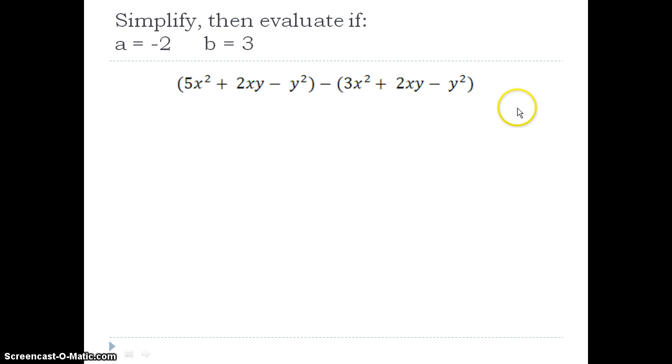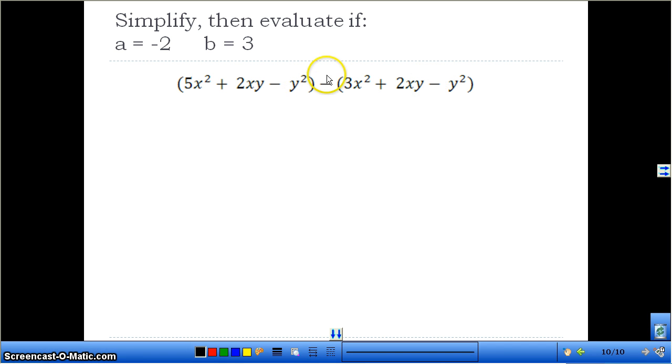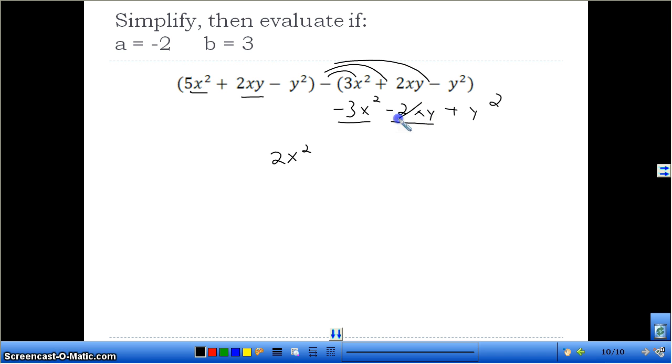All right, so now it says simplify, then evaluate. Once again, we're going to turn this into an addition problem. So I'm going to change all these signs here. It's going to become negative 3x squared, negative 2xy, and positive y squared. Then I'm going to combine all my like terms. 5x squared and negative 3x squared gives me 2x squared. Then I have positive 2xy and negative 2xy, those cancel. That's 0. Then I have negative y squared and positive y squared. Once again, those canceled.